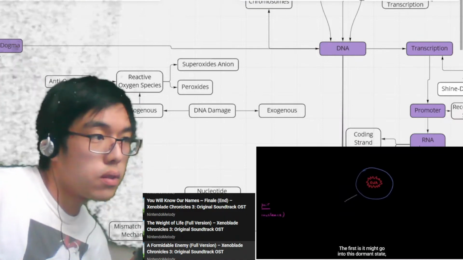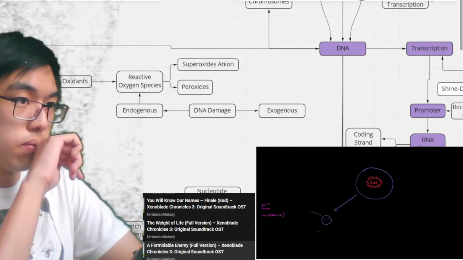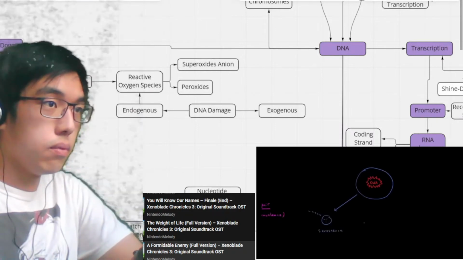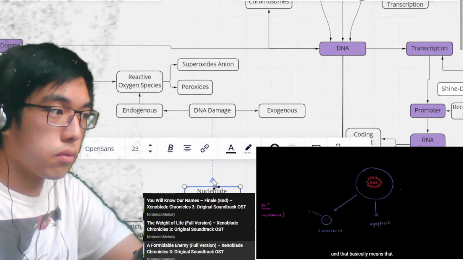The first is it might go into this dormant state where it just ages and does not divide anymore. That's called senescence. The second thing that might happen to it is what's called programmed cell death, or apoptosis. And that basically means that the cell's going to commit suicide and die.